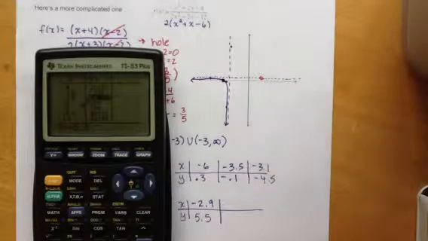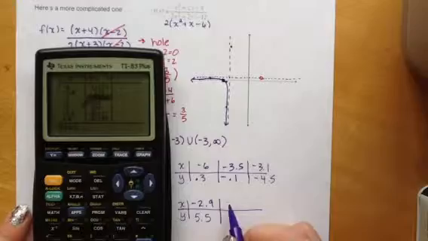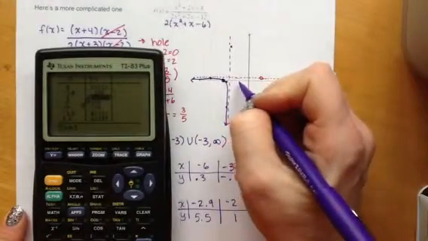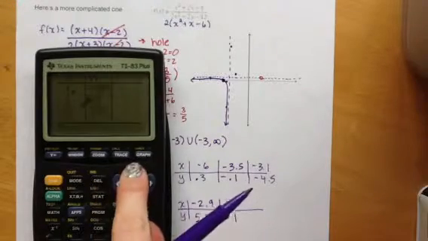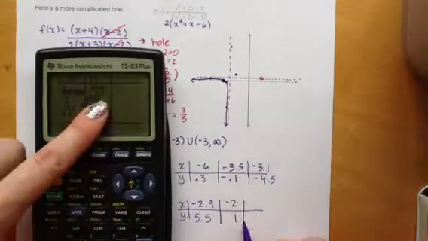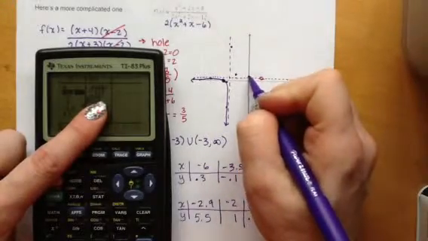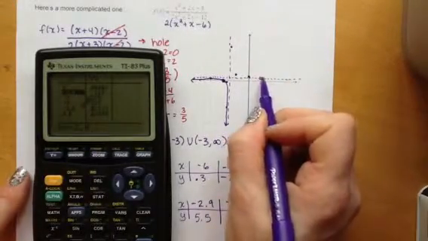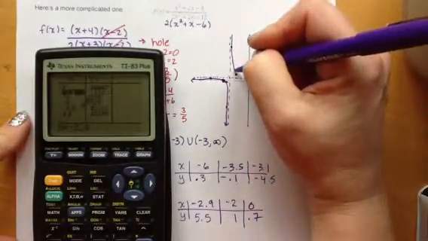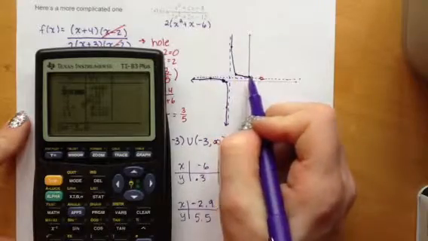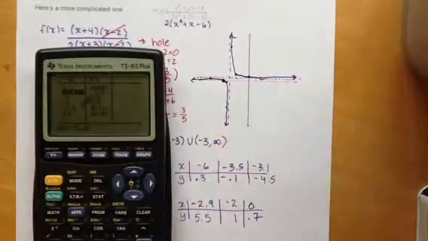Let's try at -2, which gives 1. How about at 0? If I put 0 in for x, I get 0.7. And I already have this hole here, so I can connect these dots and see that my graph is going to ride along this asymptote with a hole in it right there.